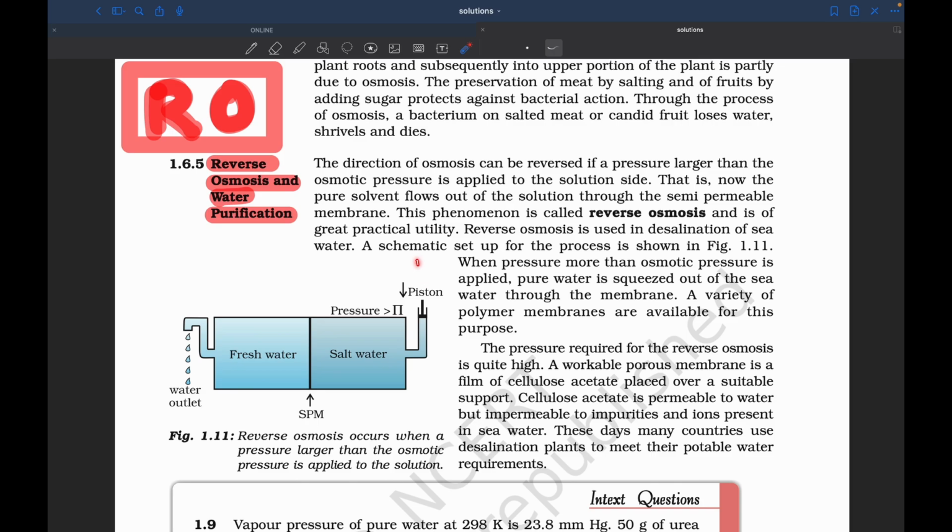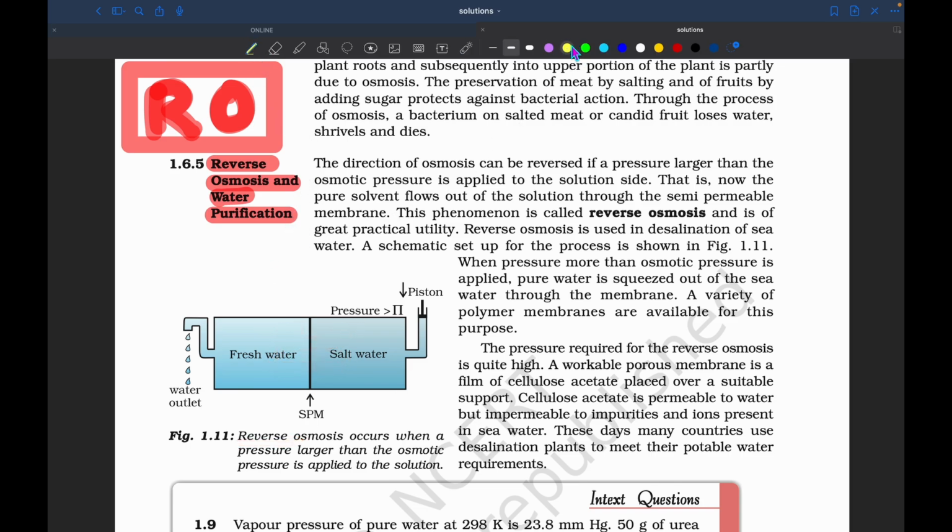So what shall we do here? We apply some pressure over this piston, right? If we apply pressure equal to the osmotic pressure, the osmosis process stops. If we don't apply pressure, fresh water tries to flow into the salt water. This is the regular process. But what we do now is apply high pressure. Then the solvent particles are forcibly transferred through the semi-permeable membrane by external force. So this is the reverse osmosis process.